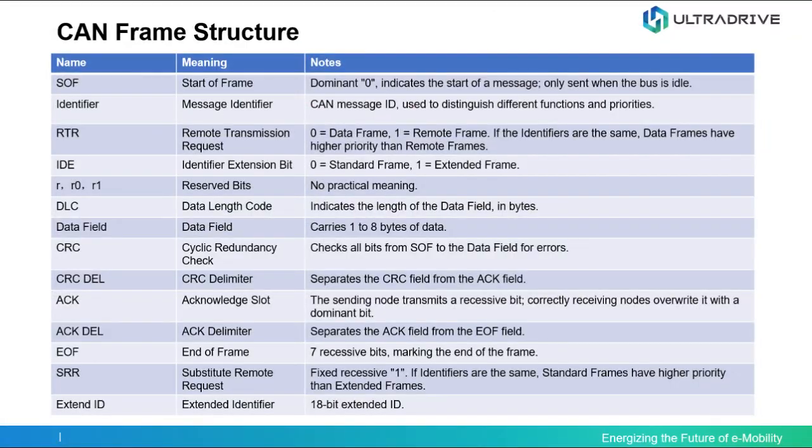A CAN frame starts with the start of frame, or SOF, bit. The ID determines message priority, while the RTR and IDE bits distinguish frame types. The DLC defines the data length, and the data field carries the actual information.